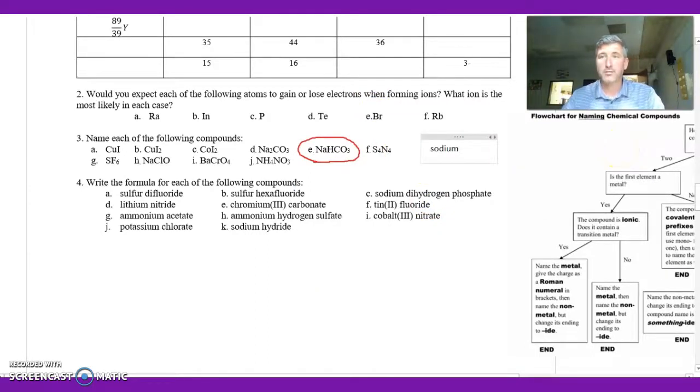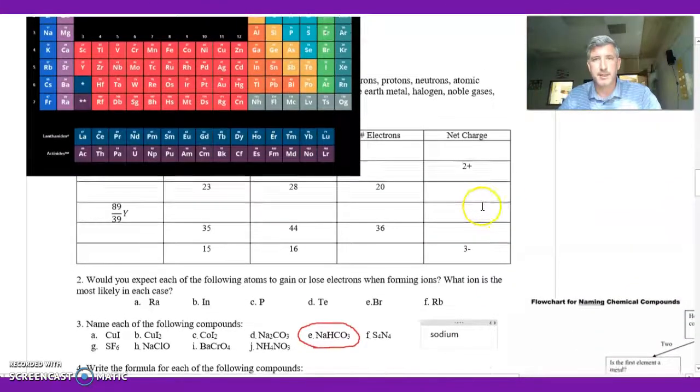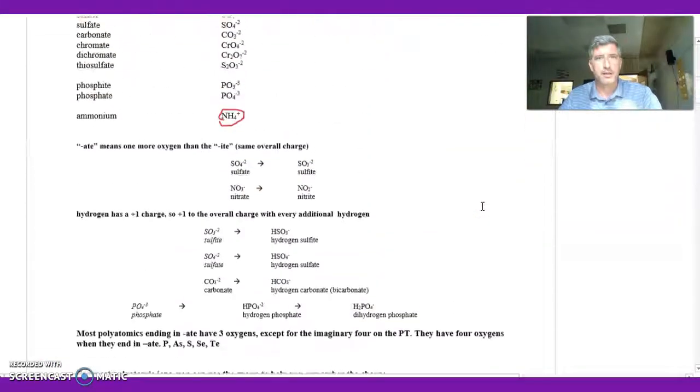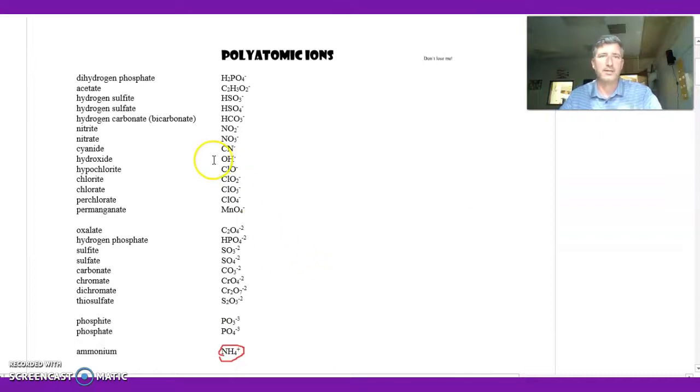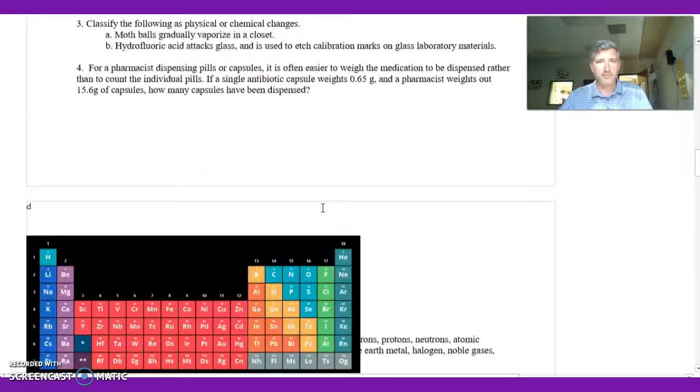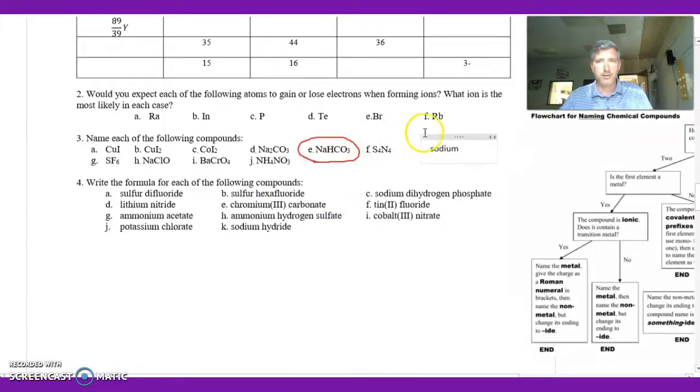And then HCO3 must be a polyatomic ion, according to our flowchart. And sure enough, you do need to start memorizing these. We're picking up on the system for memorizing them, for knowing them. But HCO3 1 minus is hydrogen carbonate. So this compound is simply called sodium hydrogen carbonate. Oops, see how terrible I am at typing. There we go. All right, so that's it. That's the end of the road.